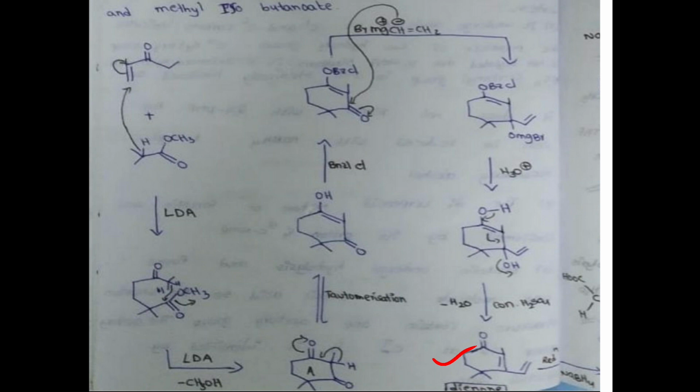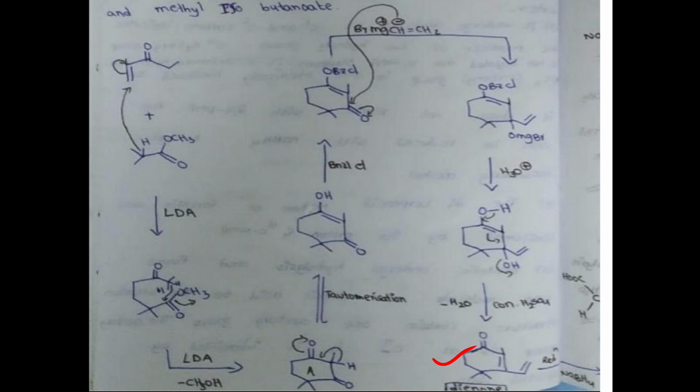This dienone on reduction with sodium borohydride forms a secondary alcohol. On reduction with sodium borohydride, the ketonic functional group can be converted into a hydroxy group.